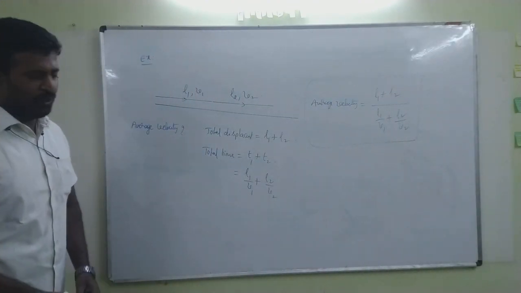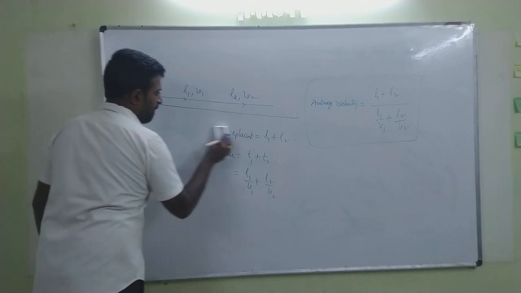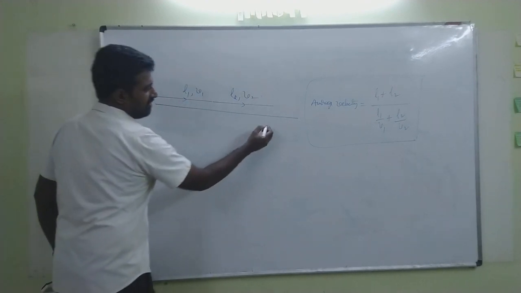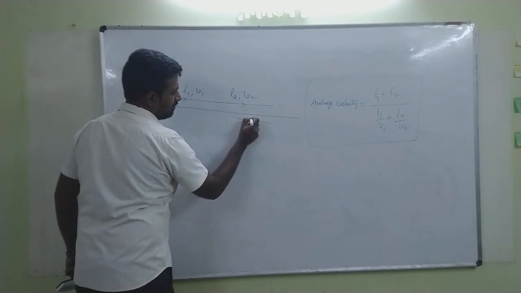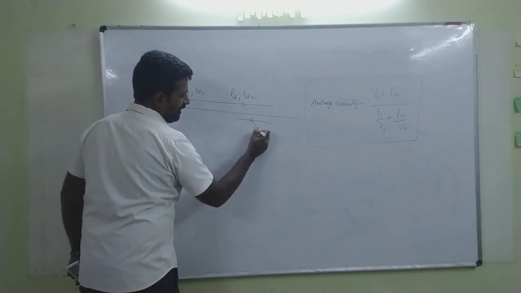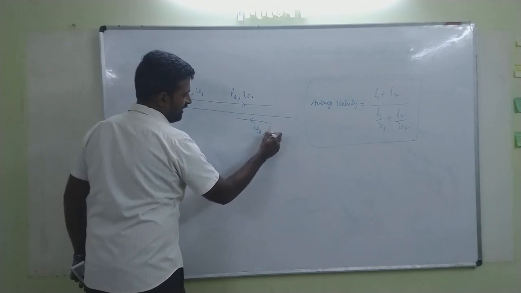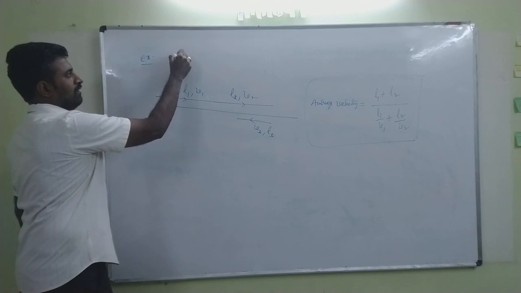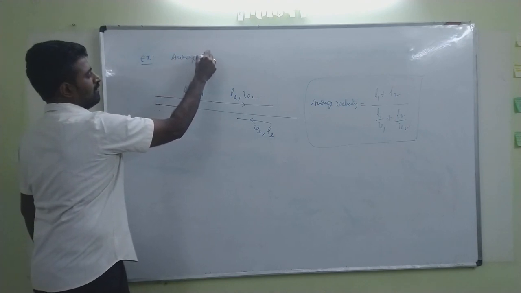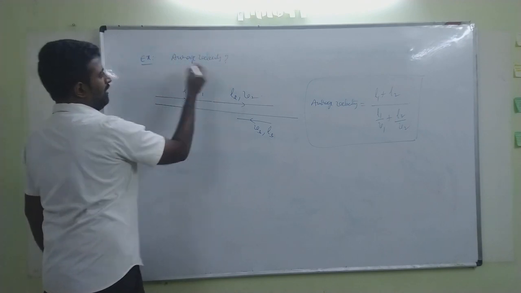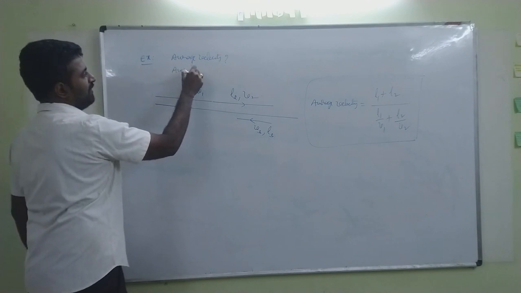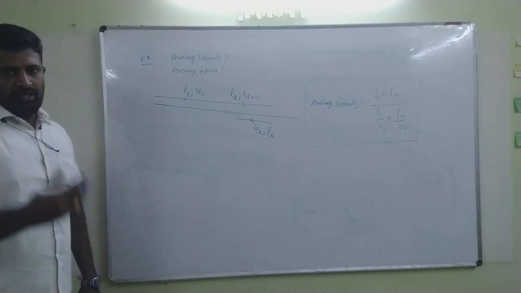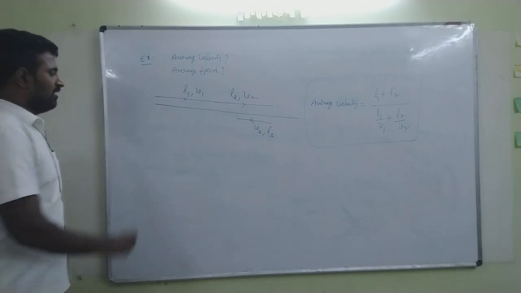I will extend the same problem. Say the body has traveled back with velocity V3, a displacement L3. Then the question is to find out the average velocity and the average speed. First of all, let us focus on the average velocity.